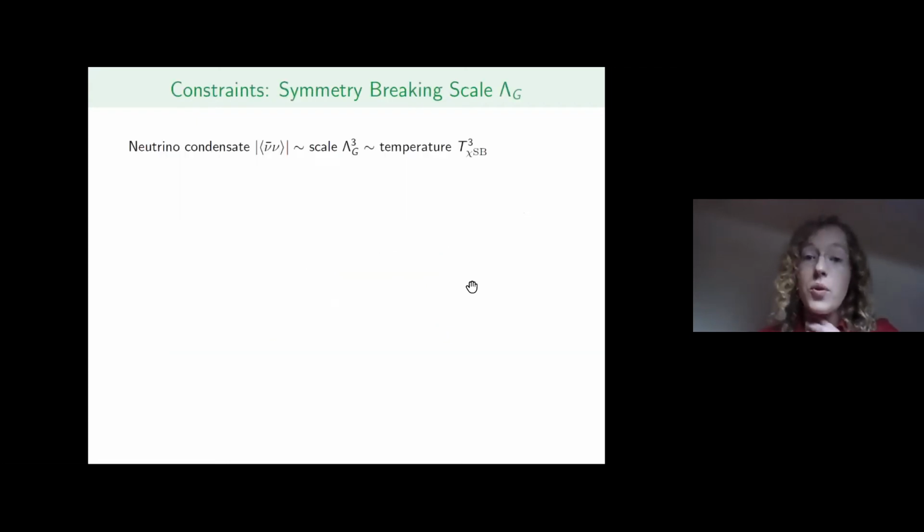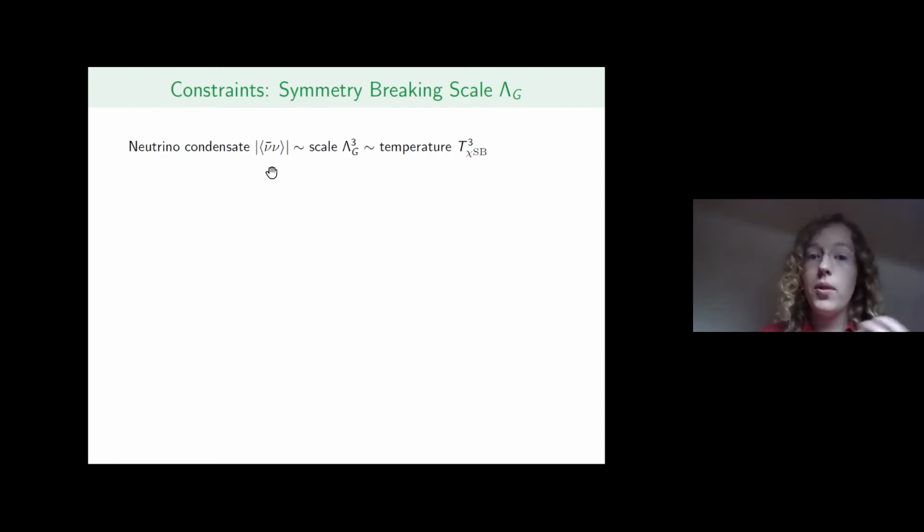Let me now come to the constraints on the symmetry breaking scale, because this is the most important part where we need to understand on which energy scale these effects can take place. So in principle, we have three different energy scales. First of all, we have the scale of the neutrino condensate. Then we have the scale of the chiral symmetry breaking. And we have the temperature in the universe where this phase transition of the condensation is happening.